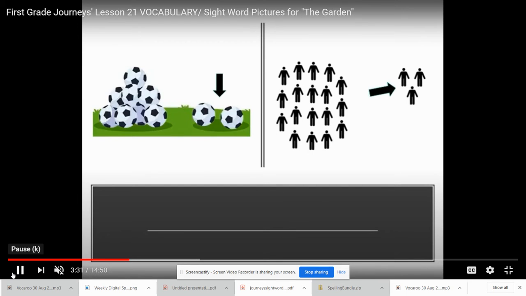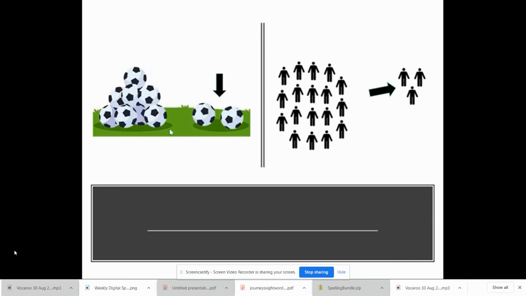So first we want to say what we notice. Well, I notice in the first picture, there's a large group of balls and a small group of balls, and there's an arrow pointing to the small group. And in the second picture over here with the people, I see a large group of people and a small group of people, and it's arrows pointing to the small group. So both pictures are pointing to the small group.